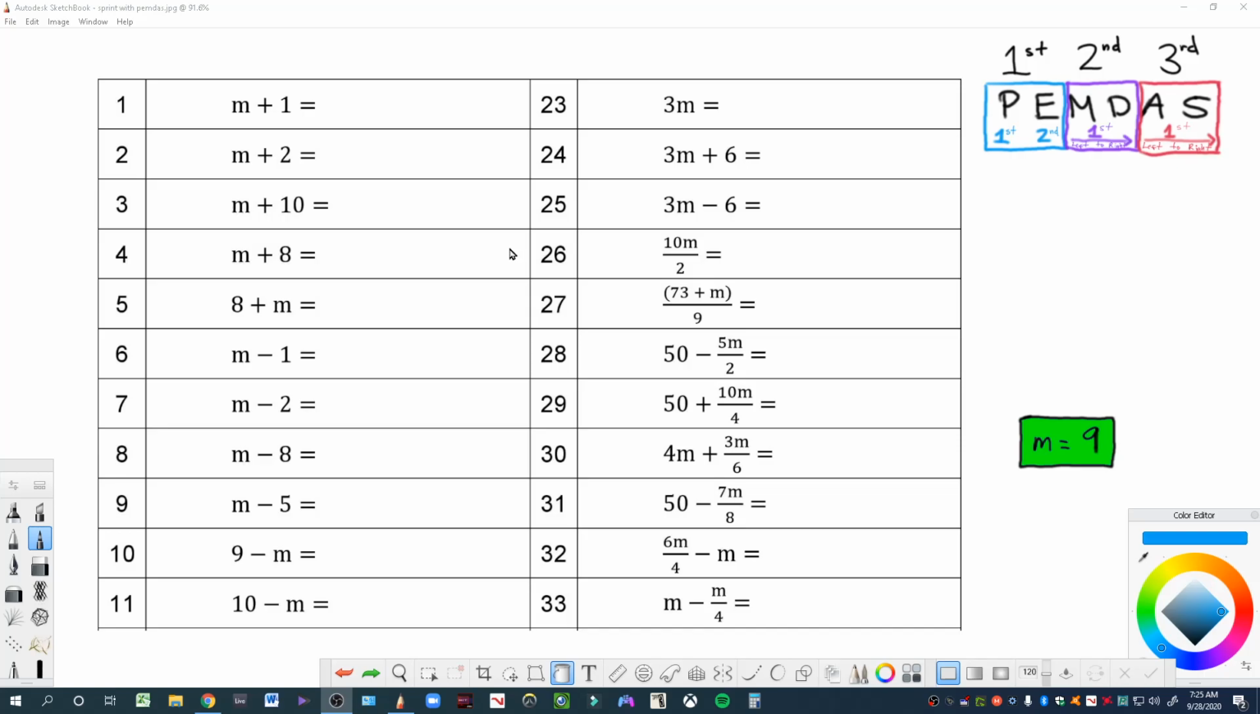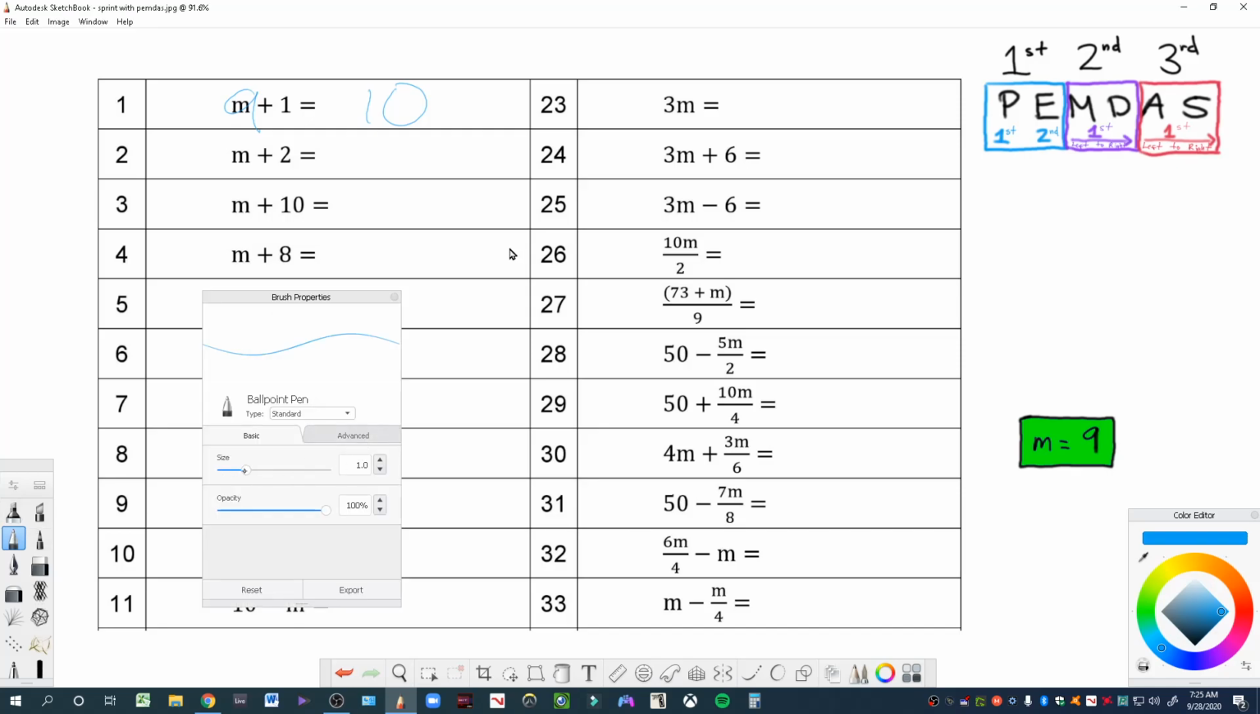For this sprint, you must replace the letter. For example, in number 1, you replace the letter with the number it represents. For example, in this problem, m equals 9, so this number up here would be 9 instead of the m, and then we would do 9 plus 1, and that just gives us 10.